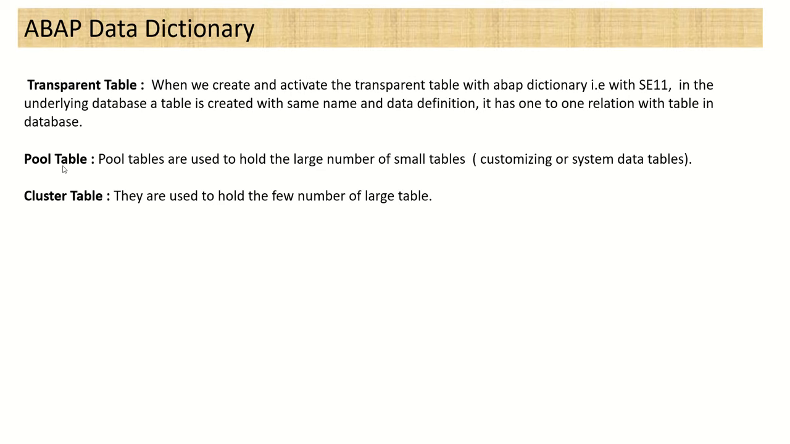So what is a pool table? Pool tables are used to hold a large number of small tables, like customizing or system data tables. This means it holds a large number of small tables, whereas cluster tables are used to hold a small number of large tables. Here it is a collection of many tables but small ones. Here it is a collection of few tables but large ones.